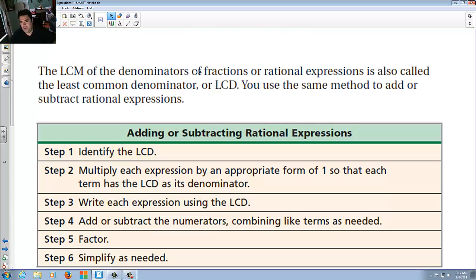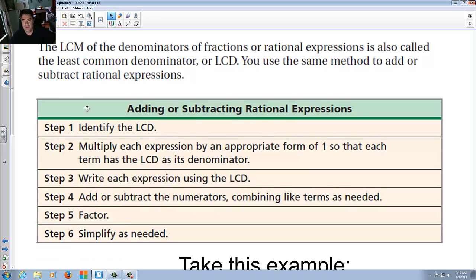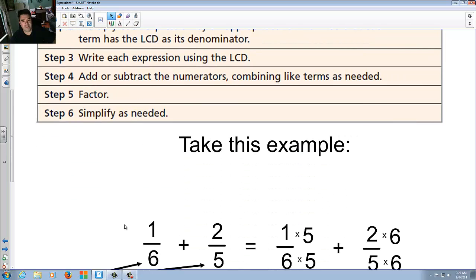The least common multiple of the denominators of fractions or rational expressions is also called the least common denominator, or LCD. I just said that. You can use the same method to add or subtract rational expressions. Identify the LCD, multiply each expression by an appropriate form of 1 so that the term has the LCD as its denominator. Write each expression using the LCD. Add or subtract the numerators, combining the terms as needed. Factor, simplify as needed.